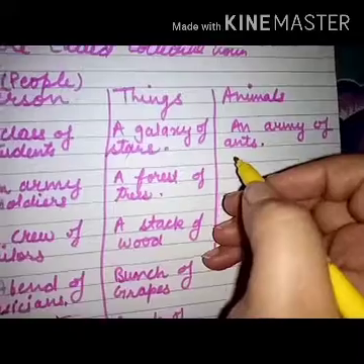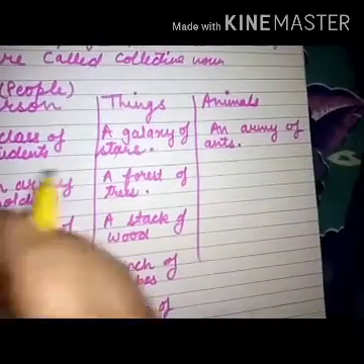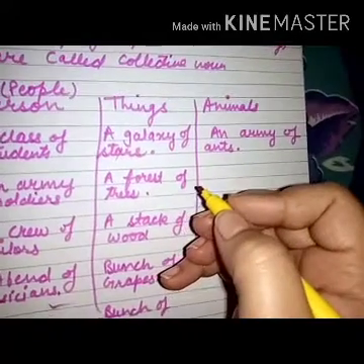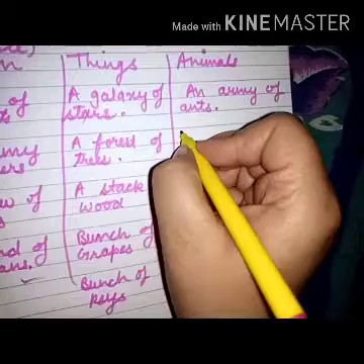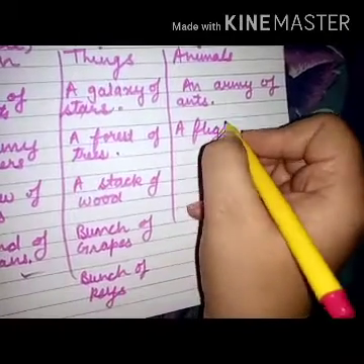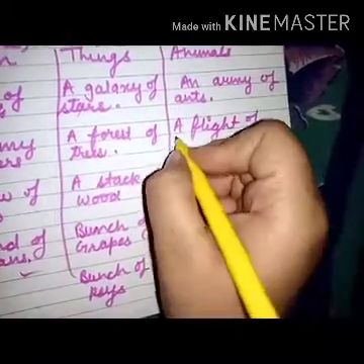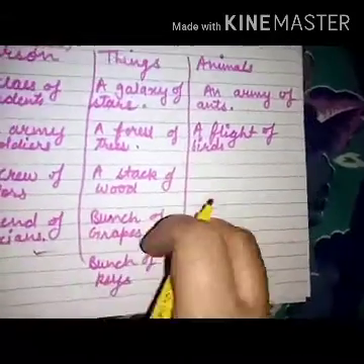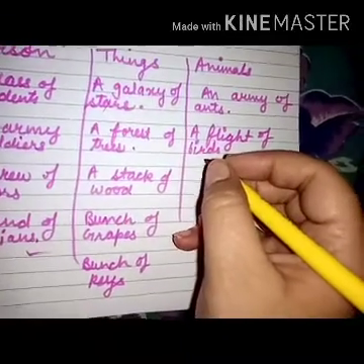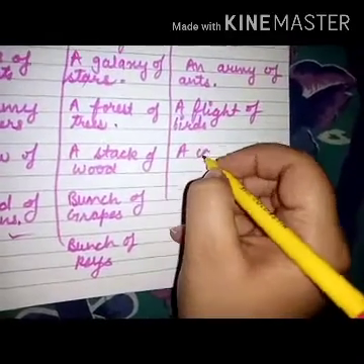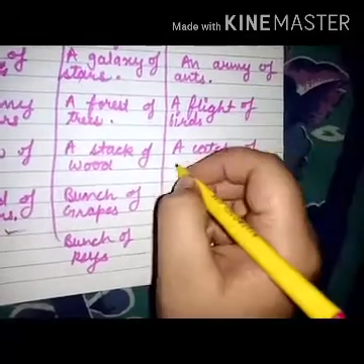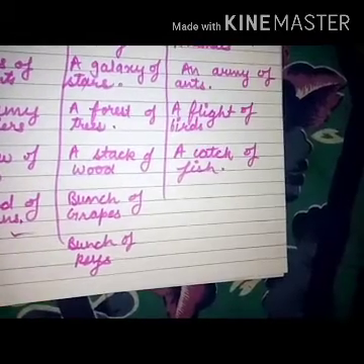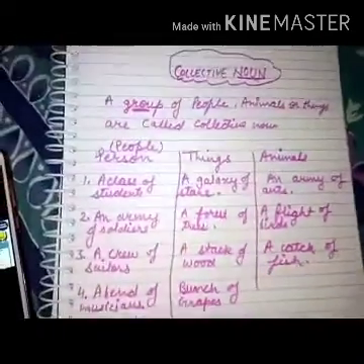Next, an army of ants, animal. So many ants are called an army of ants. Next, a flight of birds. When so many birds fly in sky, they are called a flight of birds. Next, a catch of fish. So many fish are called catch of fish. So they are collective noun.